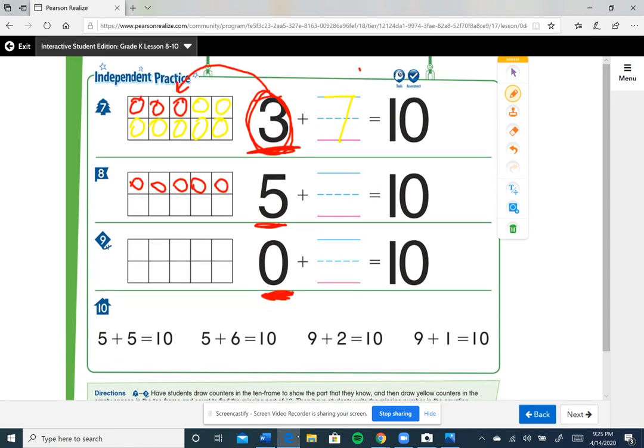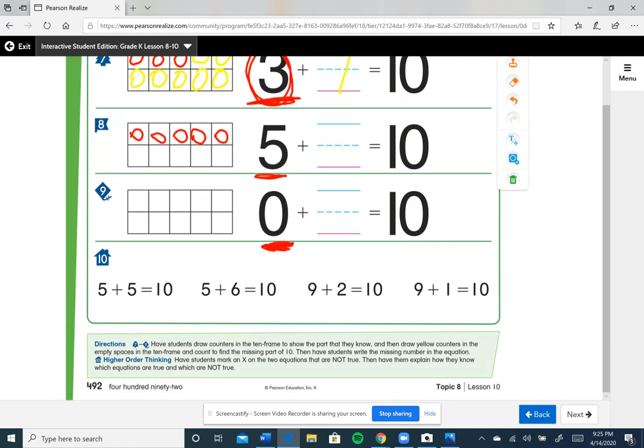All right. And then on the bottom, number 10, you need to put an X on the two equations that are not true. They are going to try to trick you, so please be careful. All right. Awesome. Then you need to tell someone that you are with, brother, sister, mom, dad, grandpa, grandma, babysitter, aunt, uncle, whoever you're with, or me. You need to tell them why these equations are true, or if they're not true, why they're not true. All right? Perfect. Next page.